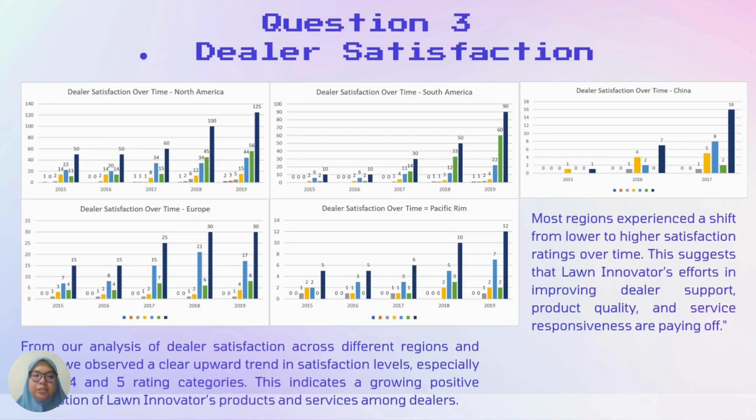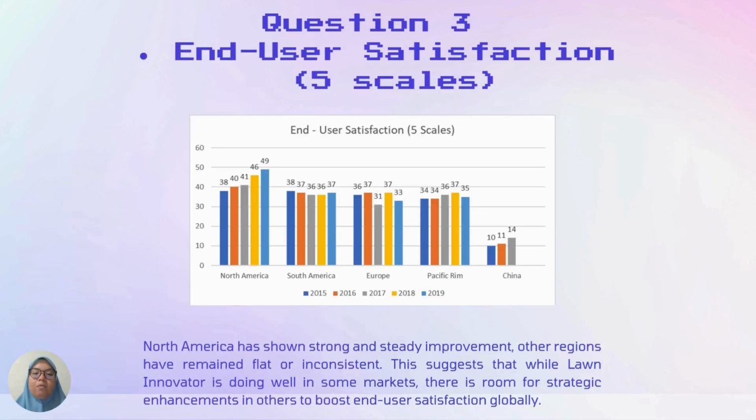For dealer certification, from our analysis across different regions and years, we observe a clear upward trend in certification level, especially in the 4 and 5 rating categories. This indicates a growing positive perception of Lawn Innovator products and service among dealers. Most regions experience a shift from lower to higher certification ratings over time. This suggests the Lawn Innovator effort in improving dealer support, product quality, and service responsiveness are paying off.